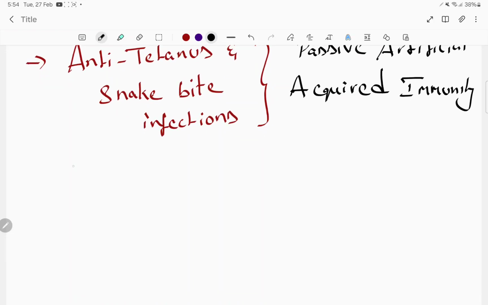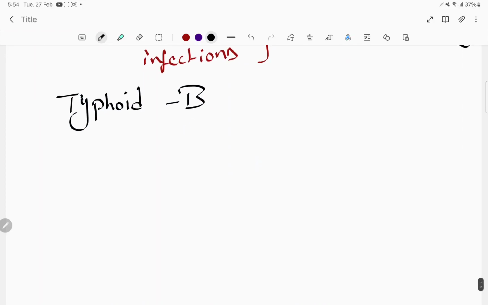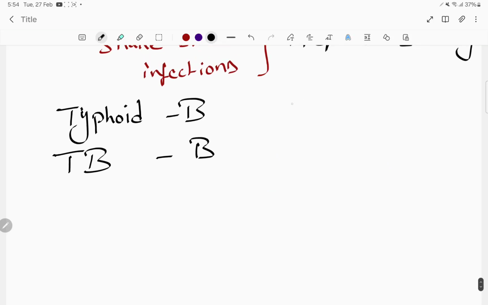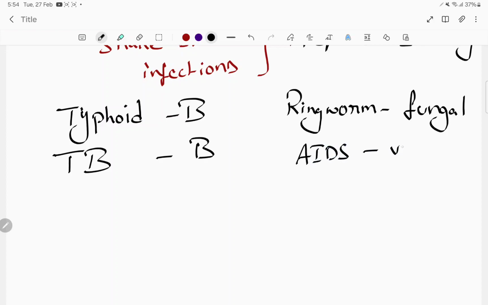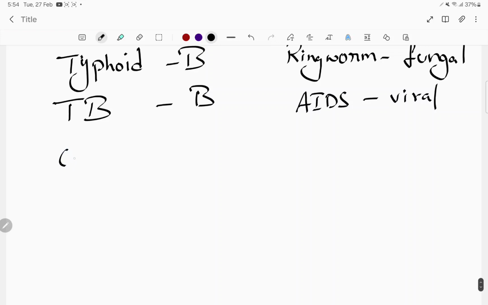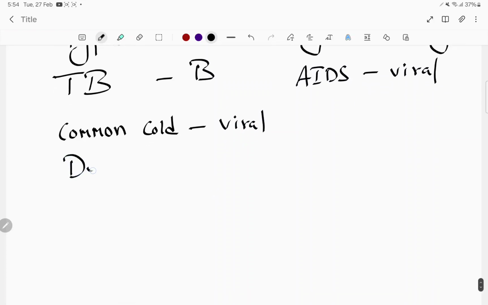So let's see the disease, whether it is viral or bacterial. Typhoid, bacterial. Tuberculosis, bacterial. Ringworm, fungal. AIDS, viral. Common cold, viral. Dysentery, bacterial.